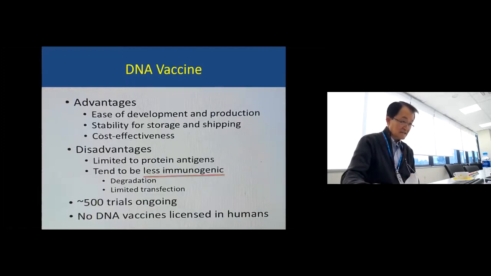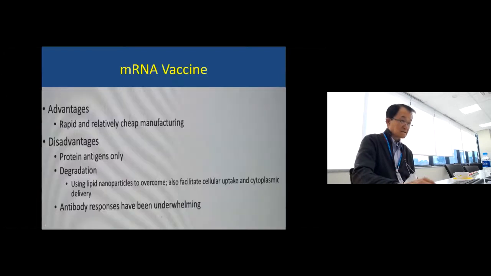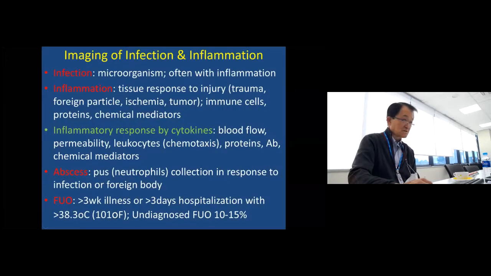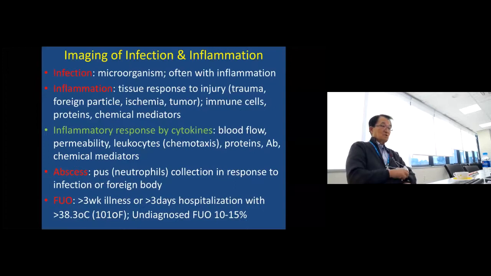DNA vaccine is less immunogenic, easy to develop, but no DNA vaccines have been licensed, and we don't know the effectiveness. Messenger RNA is also cheap, but degradation is a major problem. The antibody responses are still in question. We don't know. So now we have to talk about the imaging.